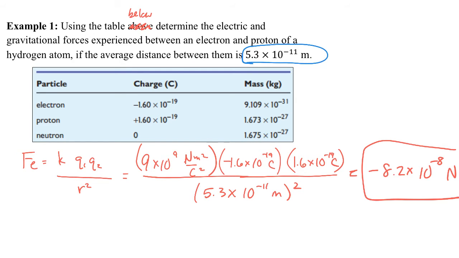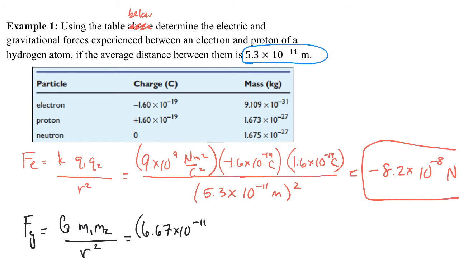Hey, when you're done with this, let's go to part B. I know some of you are still calculating. Let's go to part B down here now, and let's find the force of gravity also, because that's what it asked for. It says determine the electric and gravitational forces between these particles. So let's use G, M1, M2 over R squared. And G is 6.67 times 10 to the negative 11. The masses of the electron and proton are given in the table.